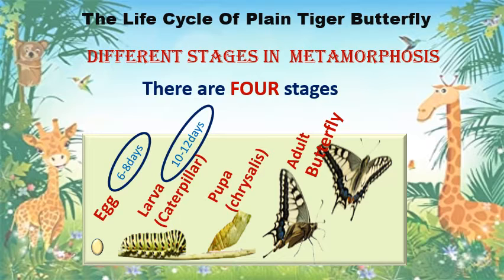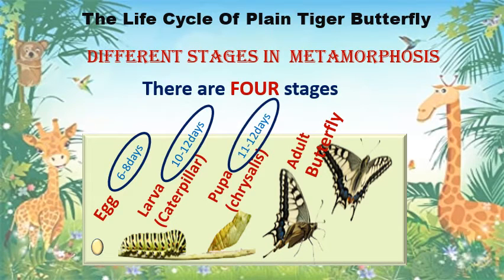It molts for 3 to 4 times. Molting means it sheds the old skin and takes the new skin. Because of its eating, it grows rapidly, and the old skin does not fit, and it gets the new skin. That is called as molting.